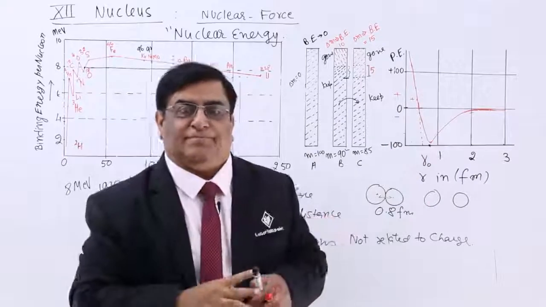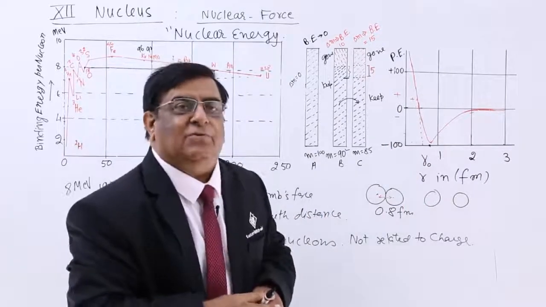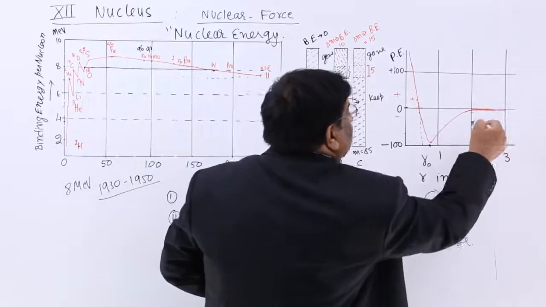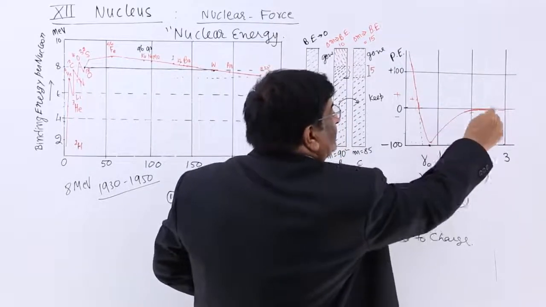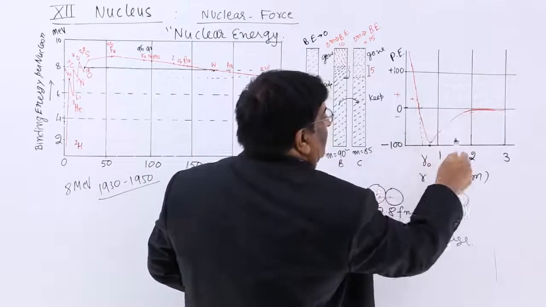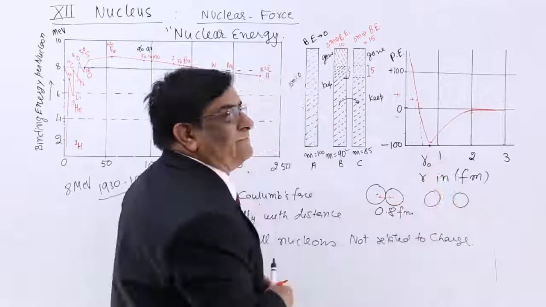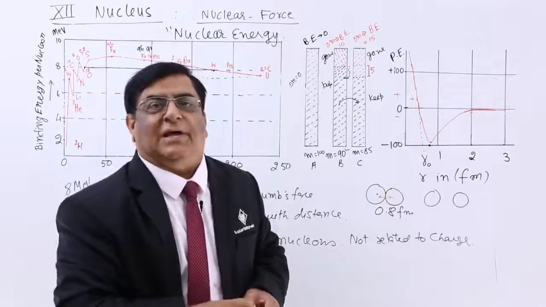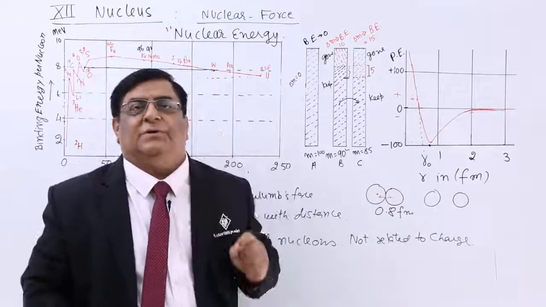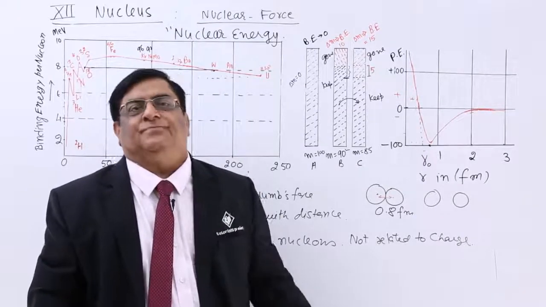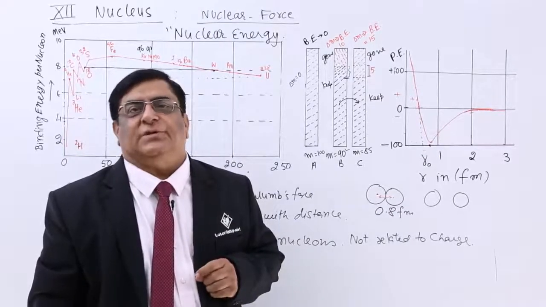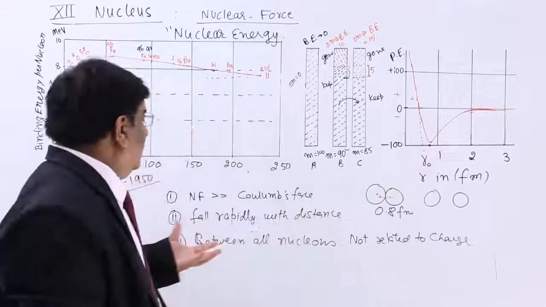There is no force. So we can say nuclear force is a very short range force. It acts only within about 2 Fermi. That's all. That is why it is known as a short range force. Now, this nucleus to nucleus force, the nature of this force, is a very strong force compared to Coulomb's force.